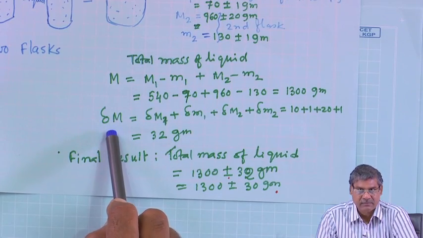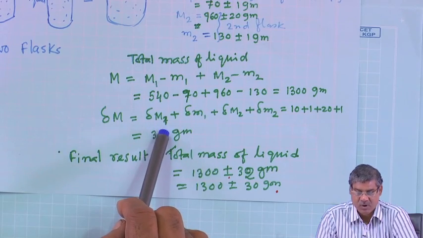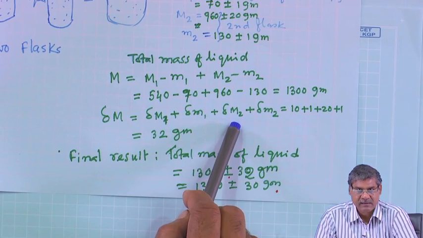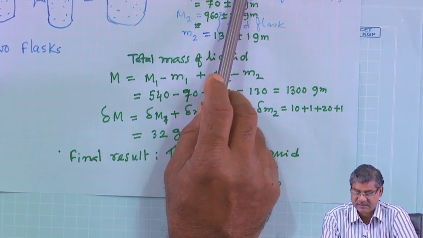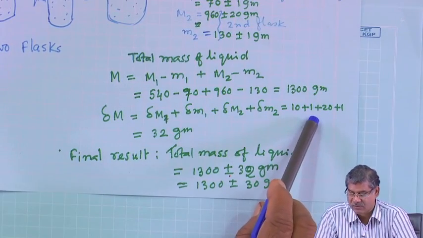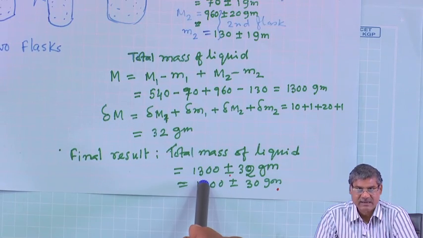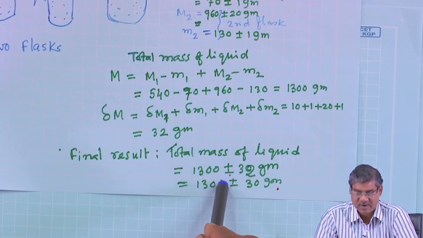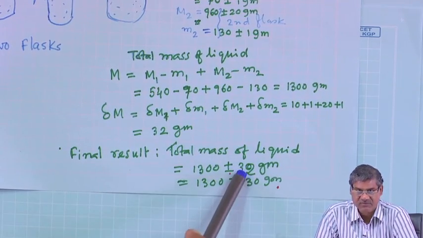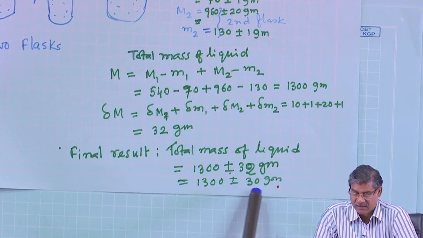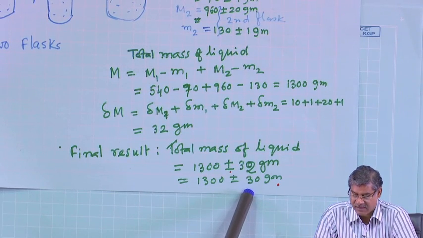The error on this capital M will be just the summation of the individual errors: delta M1 plus delta small m1, plus delta M2 plus delta small m2. Their errors are given: 10, 1, 20 and 1. So, 10 plus 1 plus 20 plus 1 equals 32 gram. So, the final result is that the total mass of the liquid is 1300 gram plus minus 32 gram. Here you can round off to 1300 gram plus minus 30 gram.